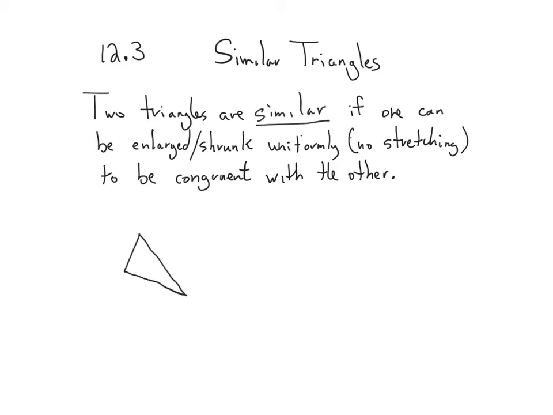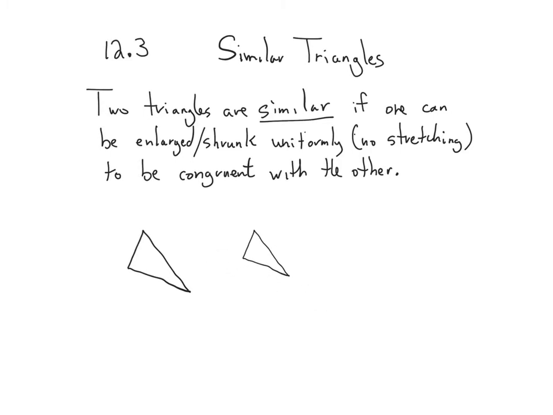Here's a triangle. Now, if I want to make a similar triangle, well, I can make a copy of this. That's not what I want. This one, I can make a copy of that. And then I can either enlarge it, or I can shrink it. And notice that it's uniformly. I'm not lengthening any of the sides or stretching anything. Everything's happening like I'm just zooming in or out. So that is the idea of similar triangles.